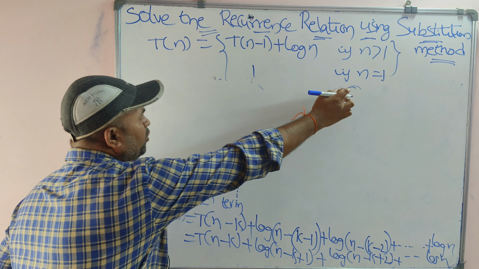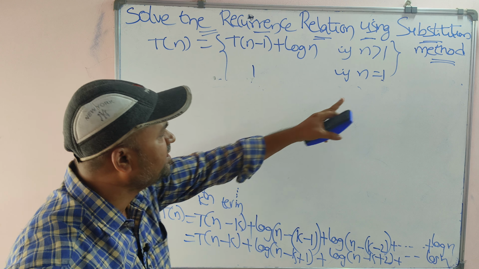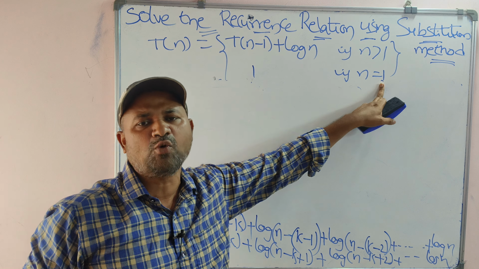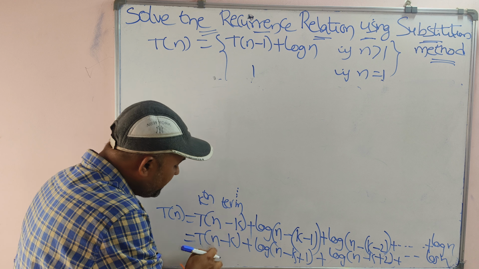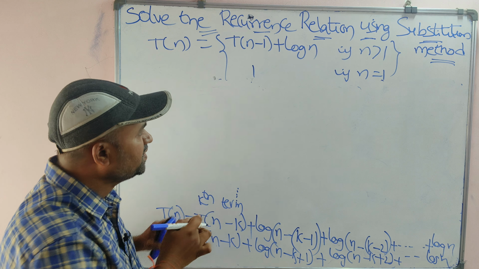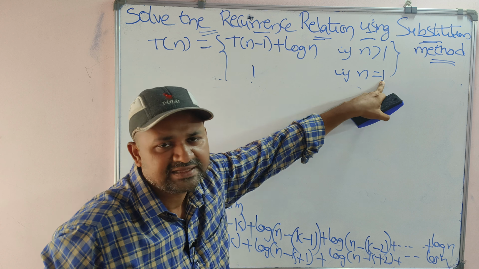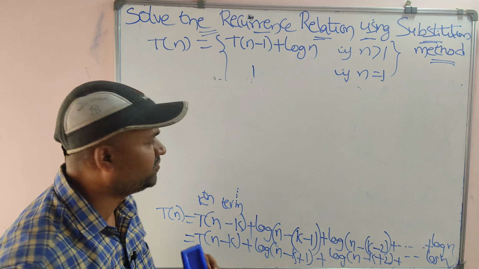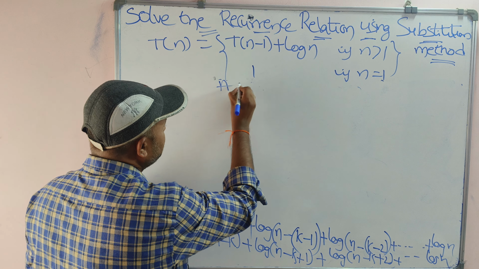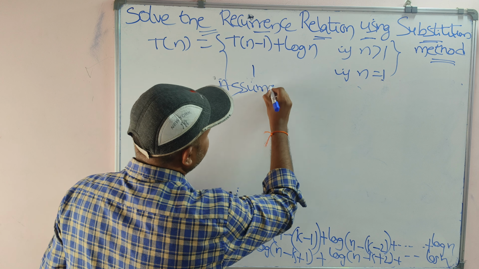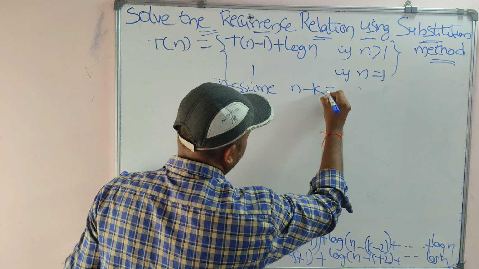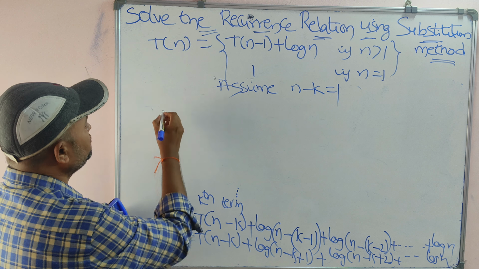Now here we know the base condition or terminating condition. What is T of 1 value? 1. So now in place of n minus k, if we get 1, then we can substitute the value 1. For terminating this, I am assuming n minus k as 1. Assume n minus k equal to 1.